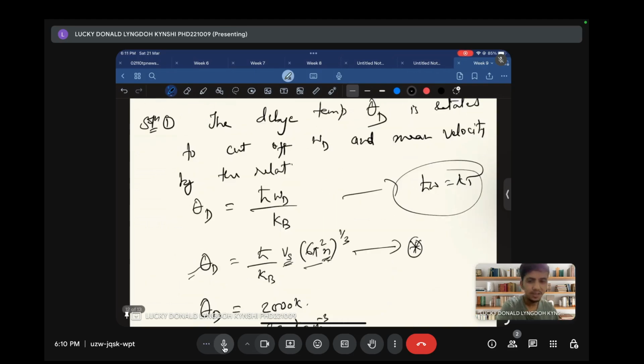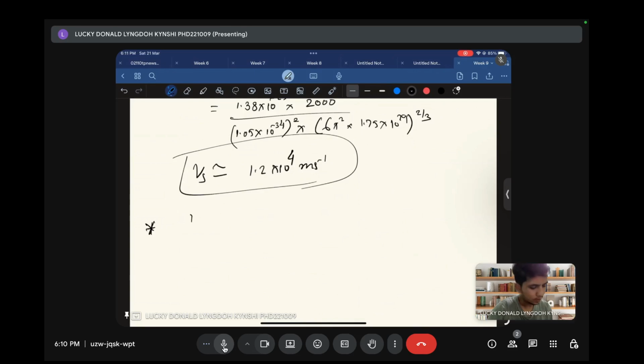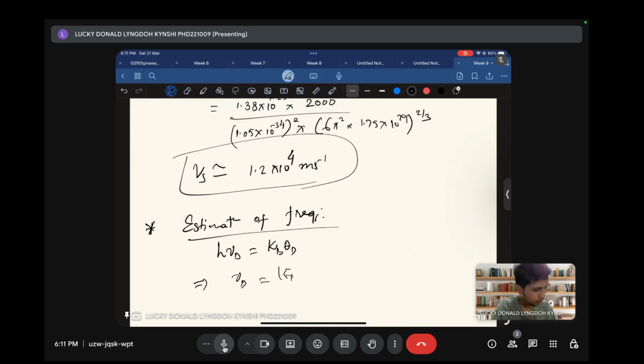Now the next question is to estimate the frequency. I will use this formula for the estimation of frequency: h mu_D is equal to k_B theta_D. So your frequency mu_D is k_B theta_D divided by h.